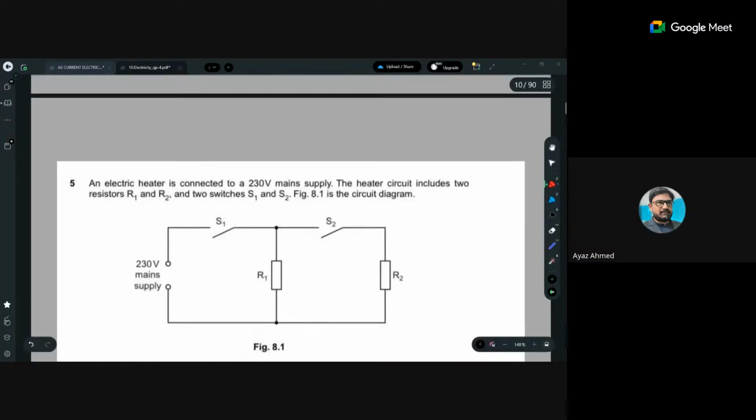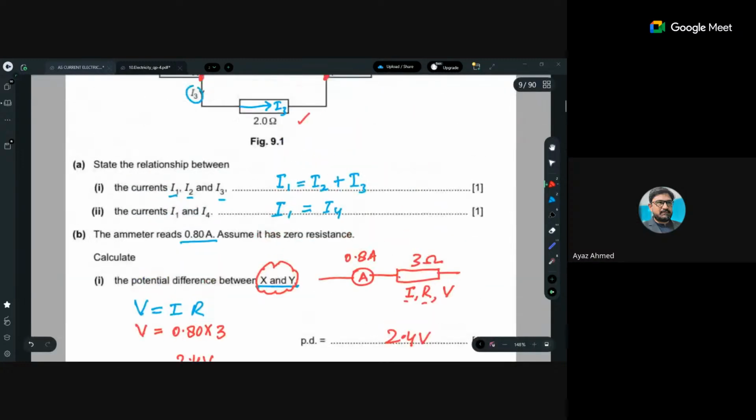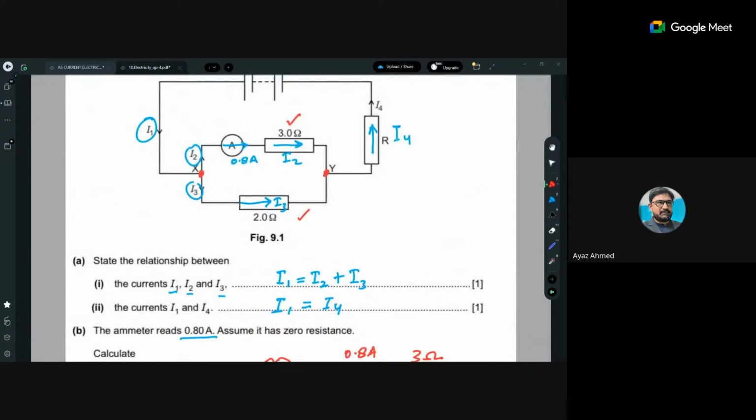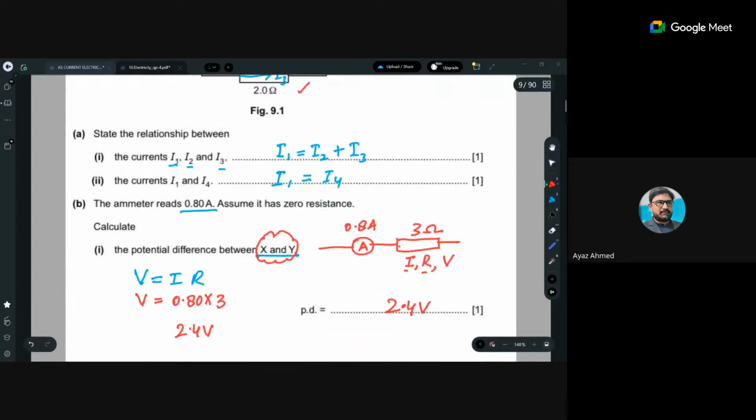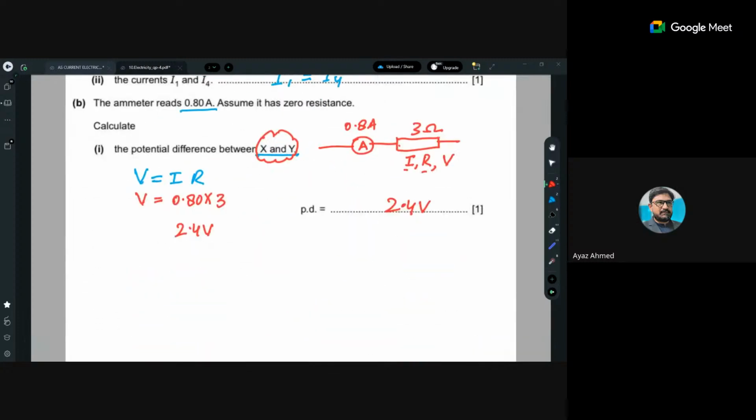Next part is, is this question clear to all? Is there anything? Yeah, this is not a question. Some parts are missing. Part 2, calculate the resistance of resistor R.